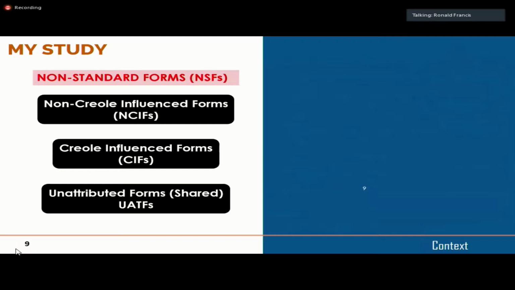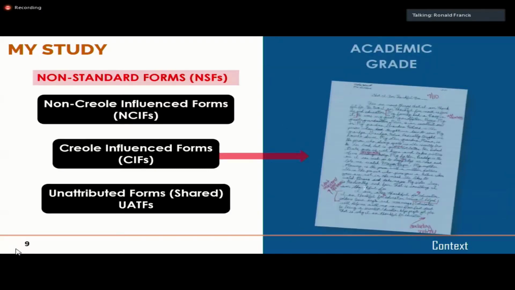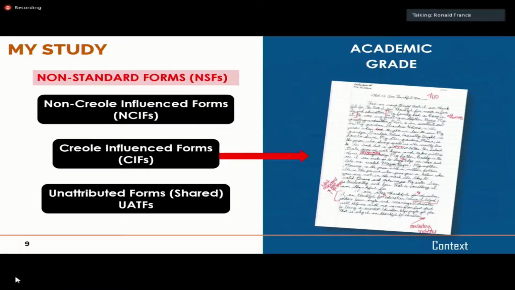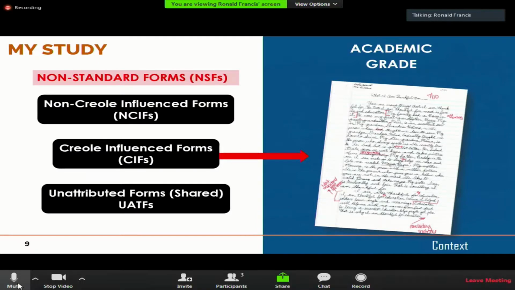Then there are things I call Creole influence forms, which are things that I categorize as exclusively belonging or belonging to transfer from Creole or from the Creole language. A few of these features are shared, meaning it's impossible to distinguish between non-Creole or Creole influence forms. I refer to these as unattributed forms, but they are a very small group, and I discuss each of them as I go along. My research is focused exclusively on the Creole influence forms, even though I mentioned the others, and the relationship between a high incidence of these forms and the academic grade. So that is where my PhD is really centered.